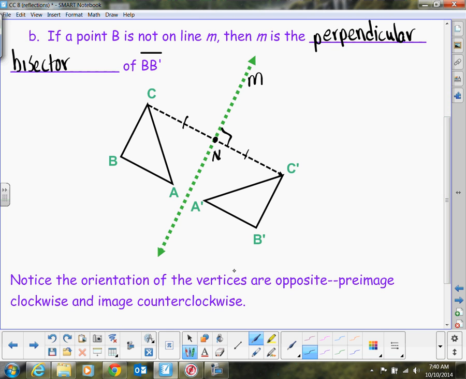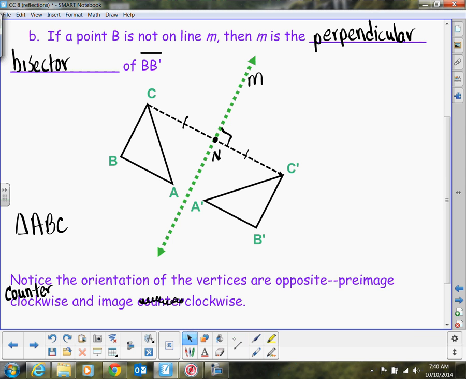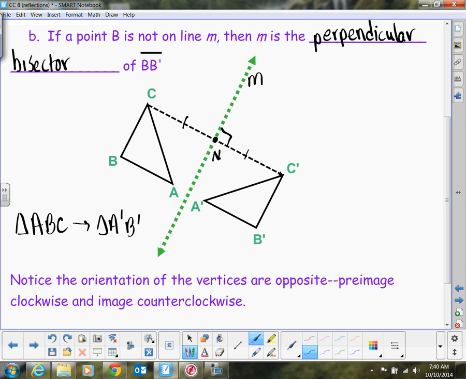Notice the orientation of the vertices is opposite. The pre-image is counterclockwise. Wasn't paying attention when I wrote these. Counterclockwise, and the image is clockwise. So if I say triangle ABC, oh, just kidding, it is clockwise. If I say ABC, I'm going in a clockwise direction, and that's going to map to triangle A prime, B prime, C prime, and if I trace those, that's clockwise.